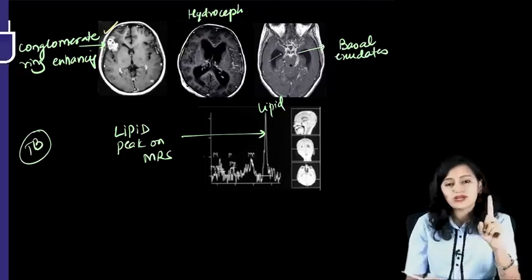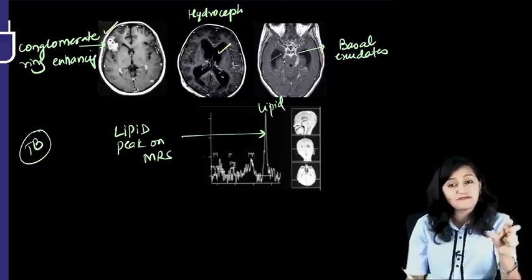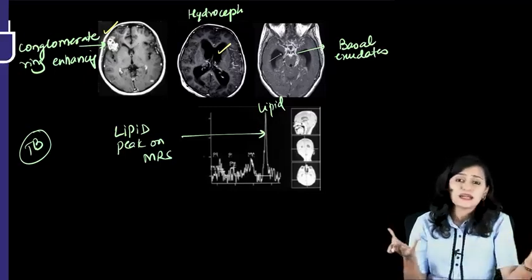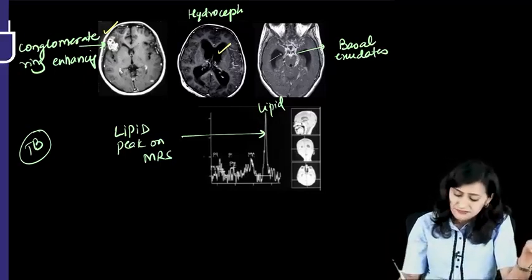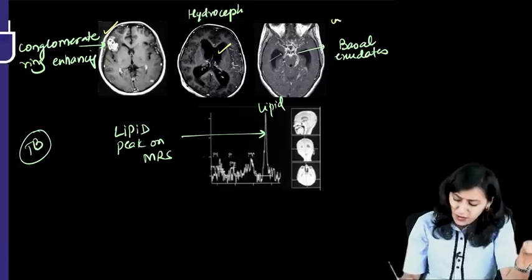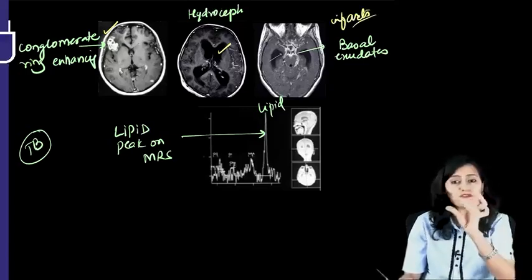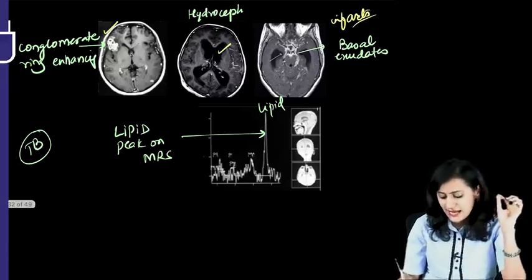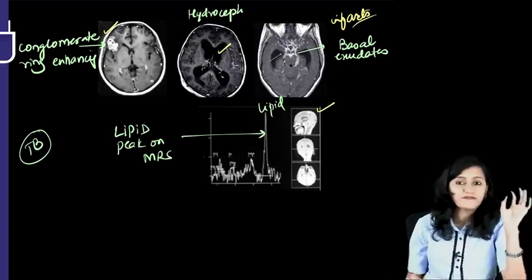So conglomerate ring enhancing lesions, hydrocephalus, because it causes that communicating hydrocephalus, meningitis. It can also cause infarcts because of the blockage of the small arteries, and lipid peak. All these are features of TB.